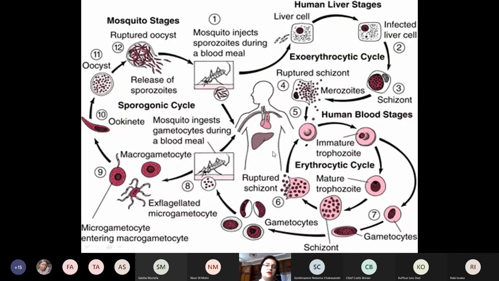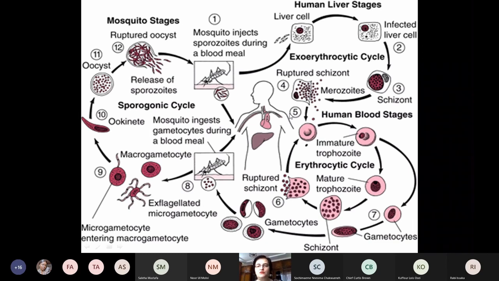And now we will discuss the life cycle of Plasmodium, both in the mosquito and in the human, because without understanding it we will never understand the pathogenesis, all symptoms, all manifestations, all possibilities of transmission, and especially prevention.